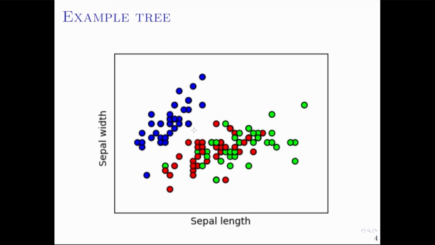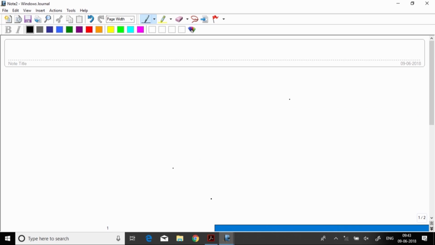Now, yesterday we learned linear classification. Here, if we try to draw a linear classifier, we'll have one line here, maybe this type of line, which will separate the blue class from the green and red classes, and maybe some line here which will separate the green and red. But in that case, we have a few blue points here, a few red points here, and a few green points here.